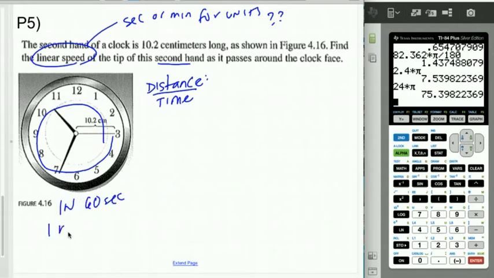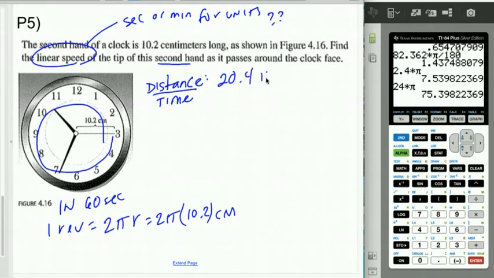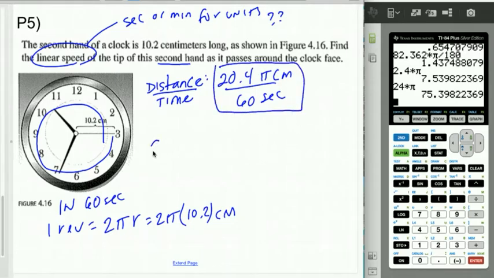we have one revolution. But we know that because we want the linear speed, one revolution is 2 pi times the radius, which is 2 pi times 10.2 centimeters. So basically, the distance this thing is traveling is 20.4 pi centimeters in 60 seconds. And I could leave my answer like that, or I could type it in a calculator. If you were asked to use minutes, you could have made this 20.4 pi centimeters over 1 minute if you'd used minutes instead.